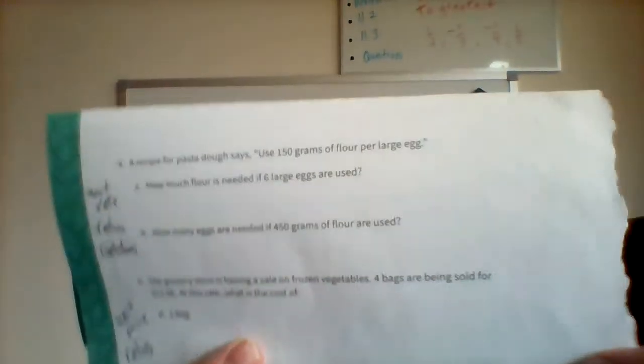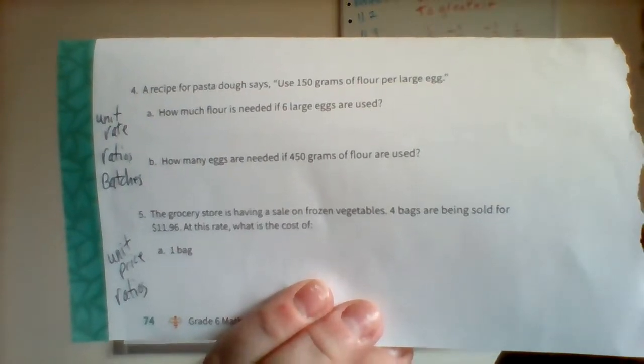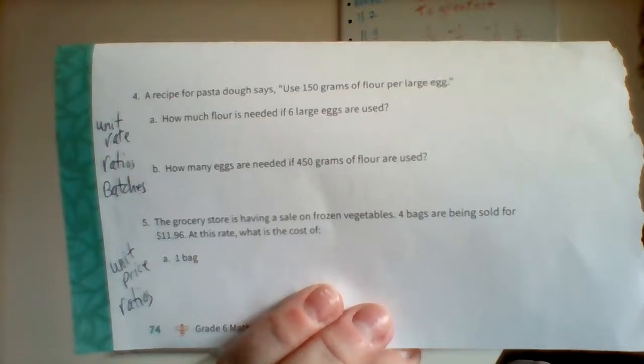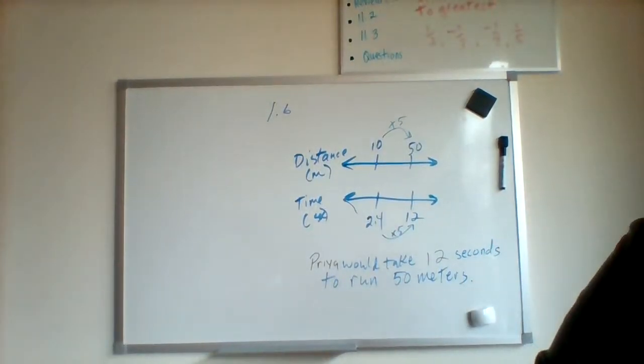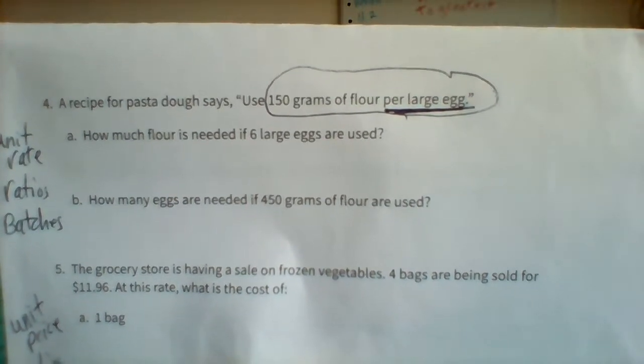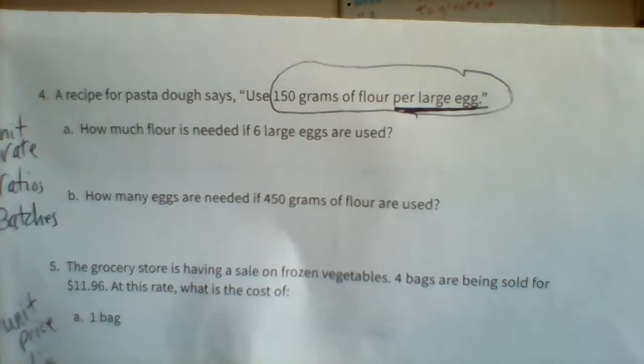Okay. Number 4. I wrote down that they, again, are looking for a unit rate. Or not looking for a unit rate. This time they actually gave you a unit rate. I underlined the unit rate that they gave you. If they say per large egg, that means for 1 large egg.